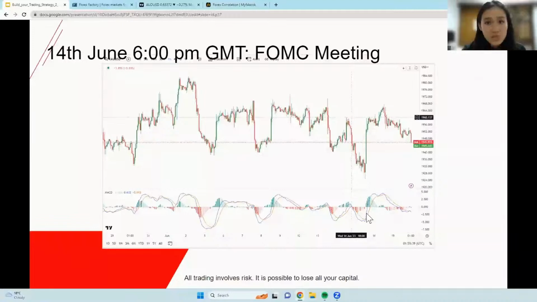But otherwise, you can see that it's pretty useful in helping you to catch any changes in trends, which tend to be quite frequent because the market is pretty volatile during news releases and during events, which is why it's important to keep up with your fundamentals or look at your economic calendar.